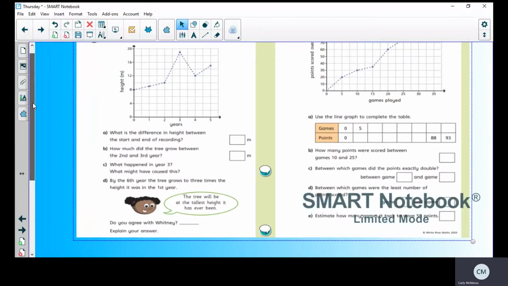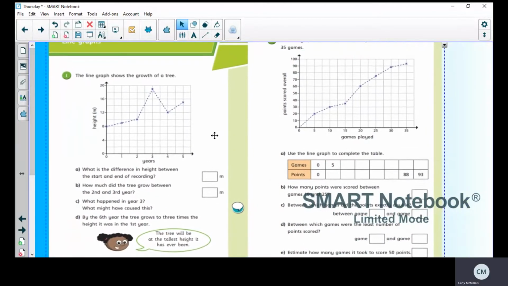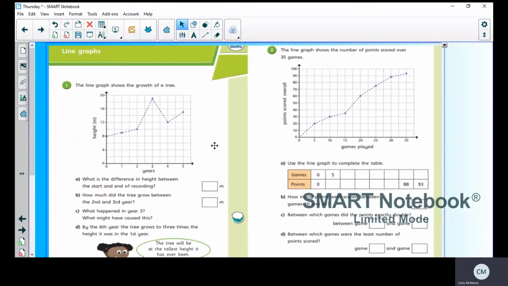So think about that. And we've got another line graph here. And it says the line graph shows the number of points scored over 35 games. So here's the points going up in 10s and the amount of games played going up in 5s. So just use the line graph to complete the table. So I would just draw this on a piece of paper. So when there was 0 games played, there were 0 points. When 5 games were played, look how many points there were and fill that in. Then 10, 15, 20, 25, 30, 35, and write how many points were scored by looking at the line graph.